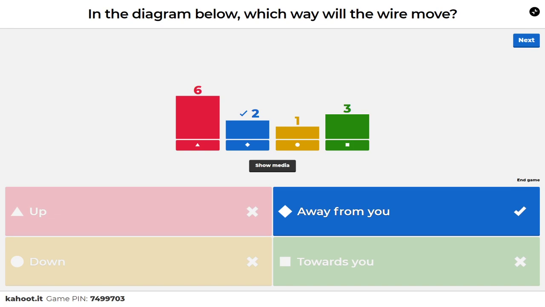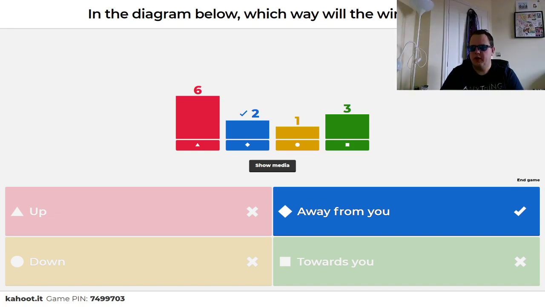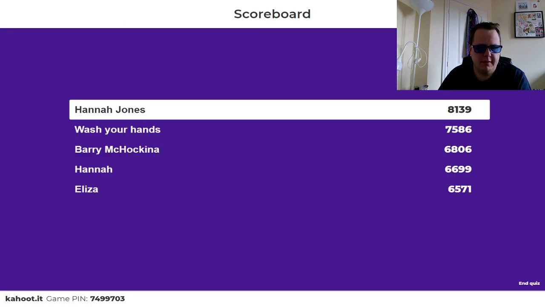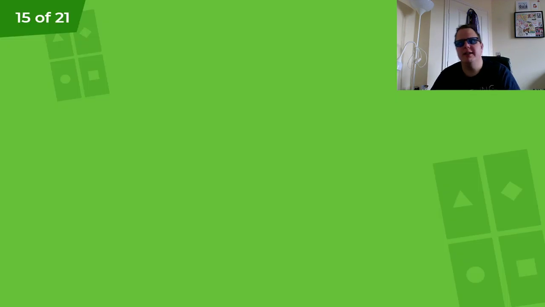Okay, so just put me on the screen. Right, so yeah, 2 of you got that right, away from you. So you hold your left hand, you place your first finger going from north to south. Your second finger shows the current, and your thumb then says it's going to go away from you. Okay, so not done anything to our top 5.